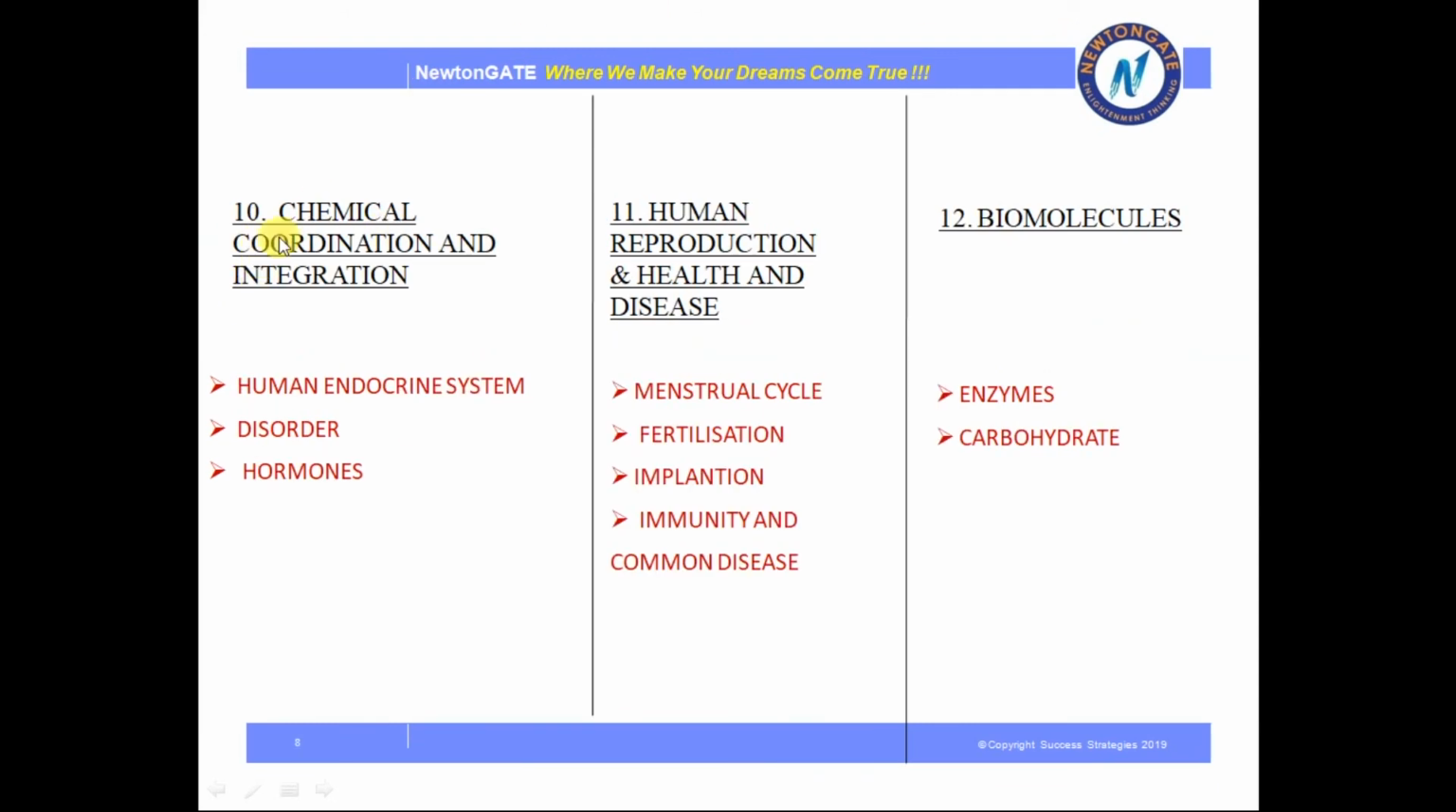Then comes chemical coordination and integration. Under this topic: the human endocrine system, which is very important, disorders, and hormones. These 3 topics need to be covered before the exam. Then comes human reproduction, health and disease. Under this topic, the menstrual cycle, fertilization, implantation, immunity and common diseases need to be studied before the exam.